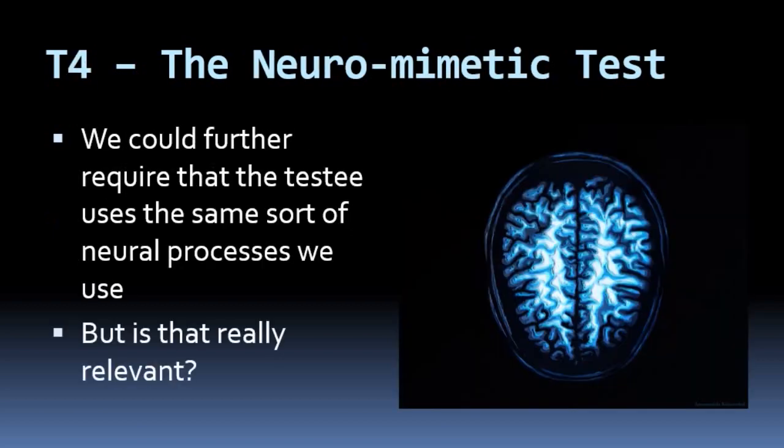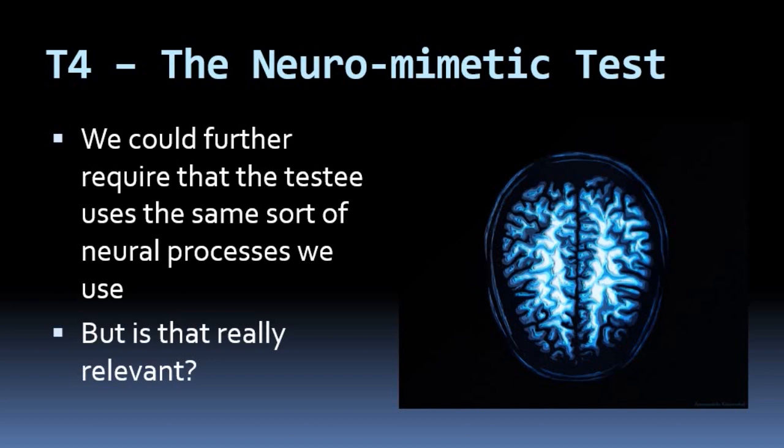The neuromimetic test. So now we're getting into the machinery. We could require that the testee uses the same sort of neural processes that we do. So not only do we have to have identity of behavior across an entire lifetime, so it's T3 plus, it's got to have the same neural mechanisms. I guess one question is, is this now too much? Like, do we need it to have the same neural processes as we do to attribute intelligence?